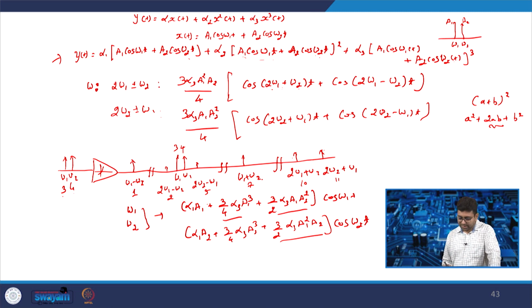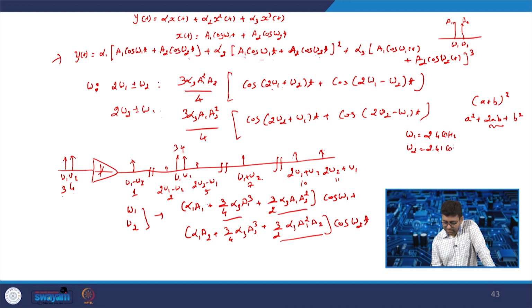So, you can see that in this example we have considered omega 1 equal to 3 and omega 2 equal to 4. But if we consider omega 1 equal to 2.4 gigahertz and omega 2 as 2.41 gigahertz, there is a 10 megahertz difference between 2.4 and 2.41 gigahertz. Then omega 1 minus omega 2, you can consider, will be around 10 megahertz.